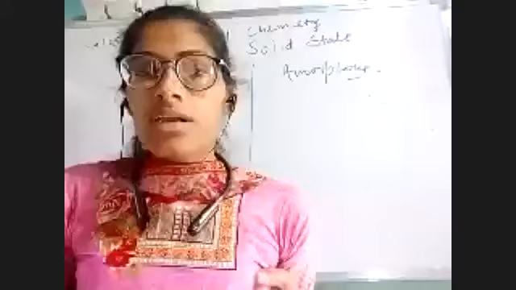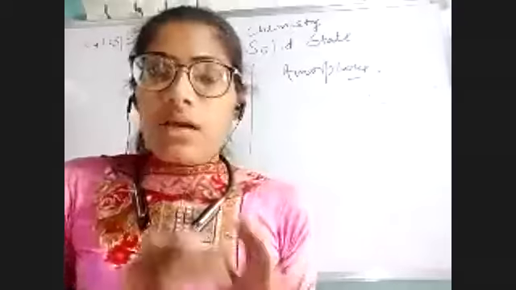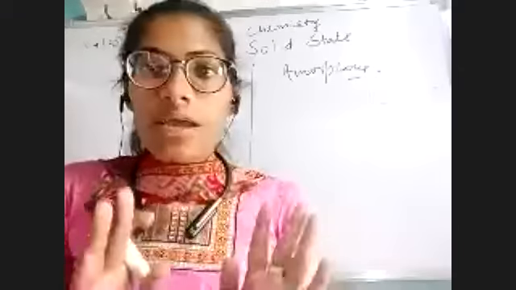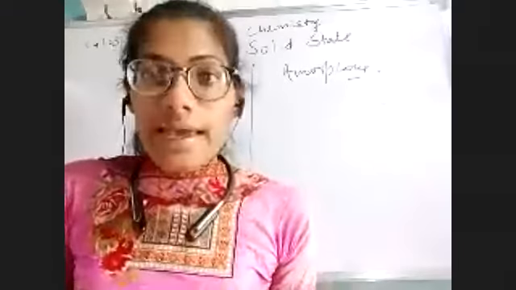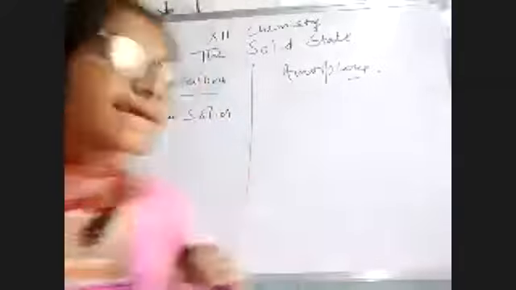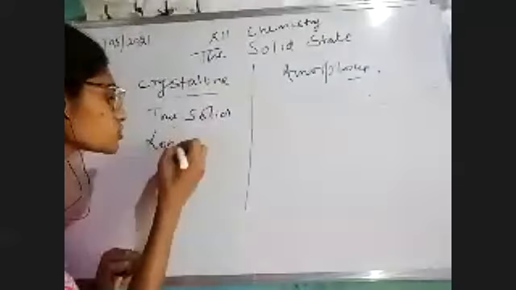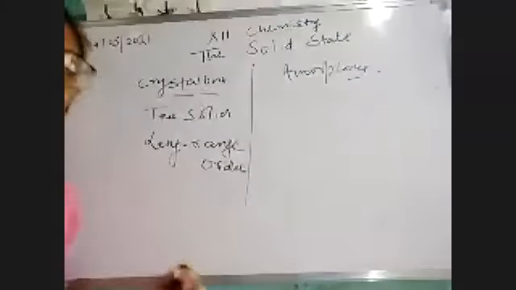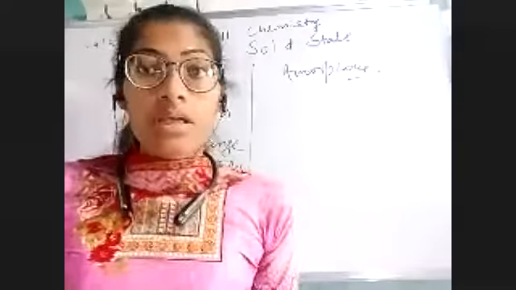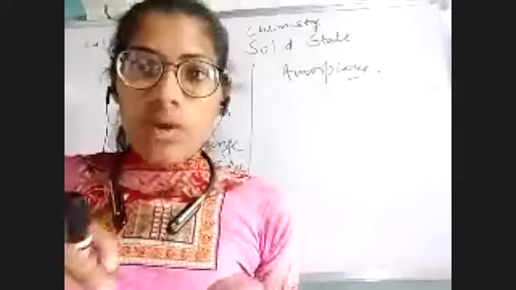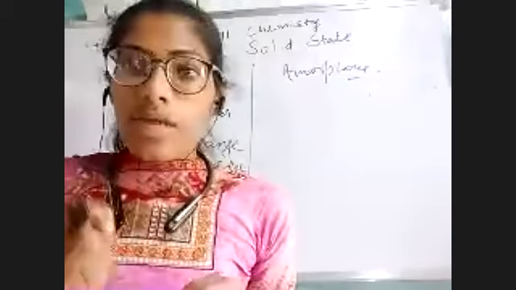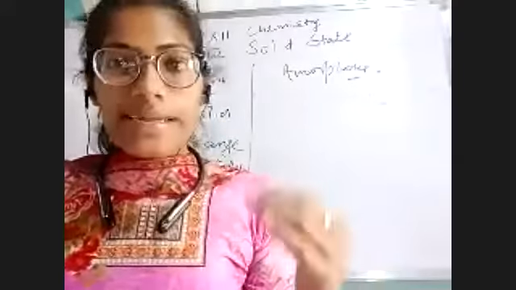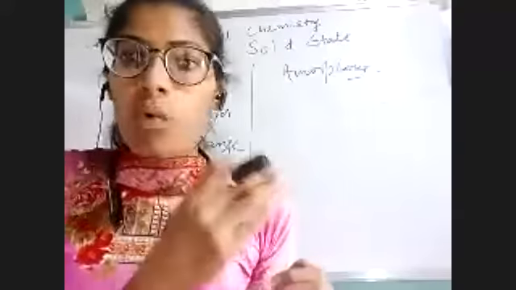The particles are arranged in a well-mannered, perfect order. So they are also known as true solids. They have definite shape, they have definite melting point, and they also show long range order. Now, what is long range order? Long range order means that in this crystalline solid, we can show our constituent particles and their arrangement for a long range.